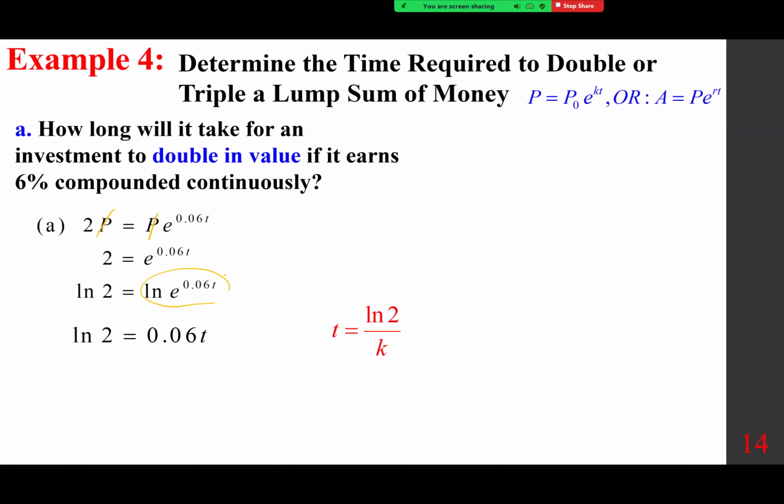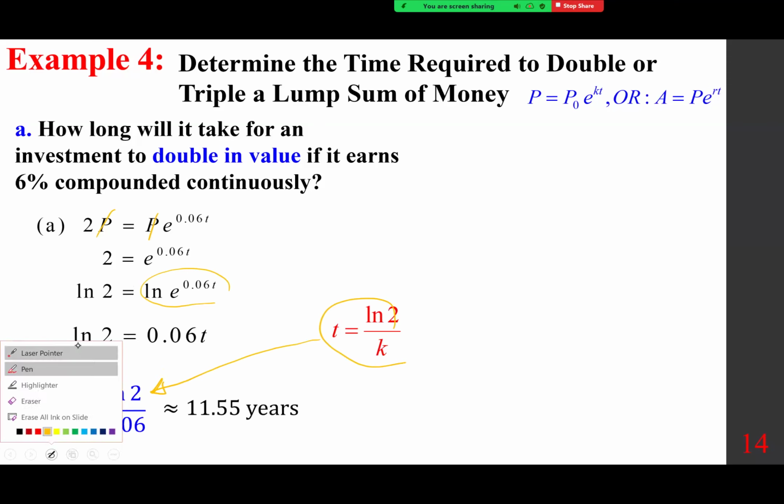And if you divide by 0.06, see if we had used this formula, and you could use it, but we want to know why we are using it. It gives you 11.55 years. So if it's 6%, it takes more than 11 years to double in value.